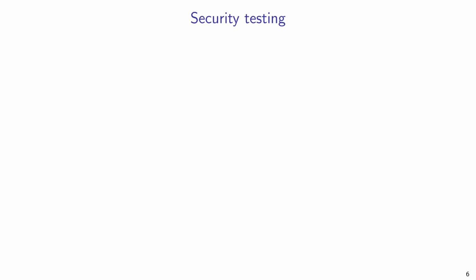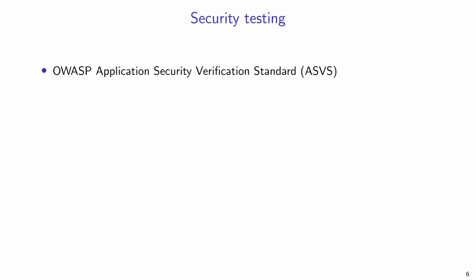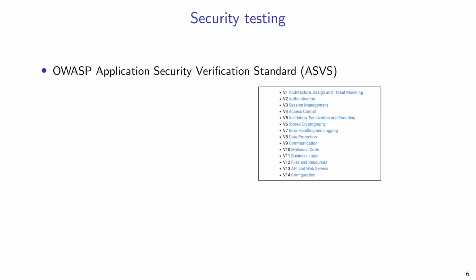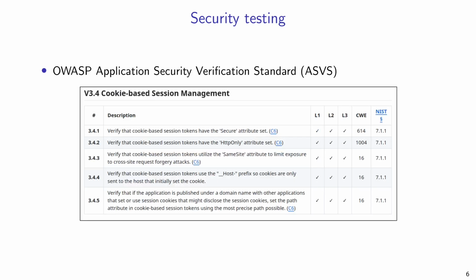One very useful standard for performing security testing is the OWASP Application Security Verification Standard. It defines requirements for a secure web application and can be used as a checklist when performing a security assessment. The requirements are divided in 14 sections, and just to give you an idea, let's look at some examples from the session management section. Here you can see requirements for cookie-based session management with a focus on cookie attributes and security prefixes. The standard defines 3 levels of security.